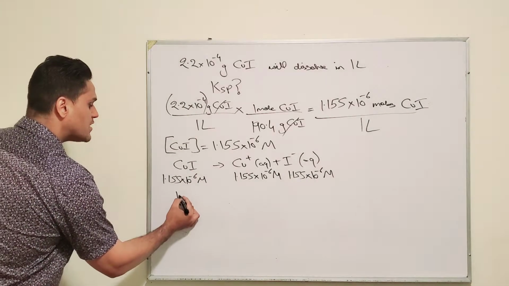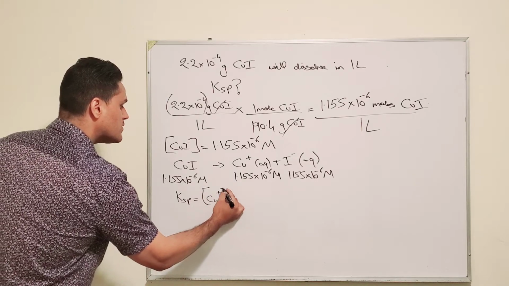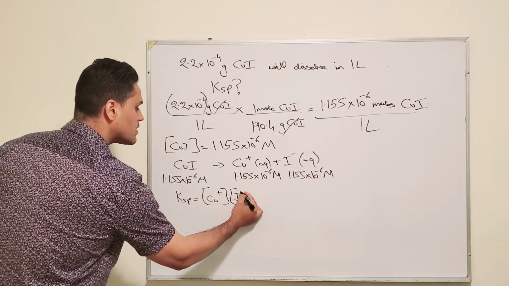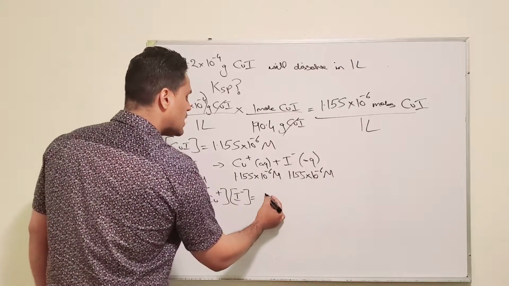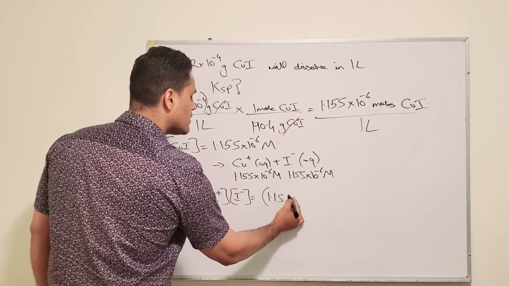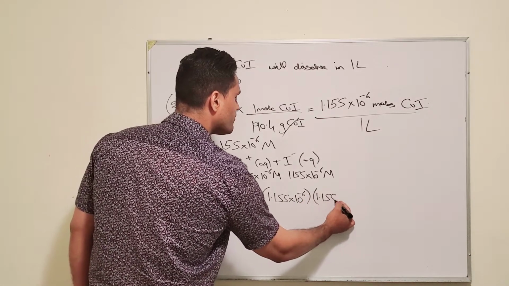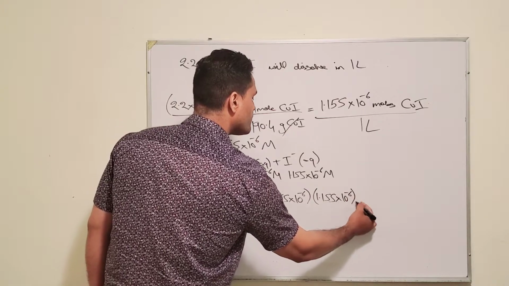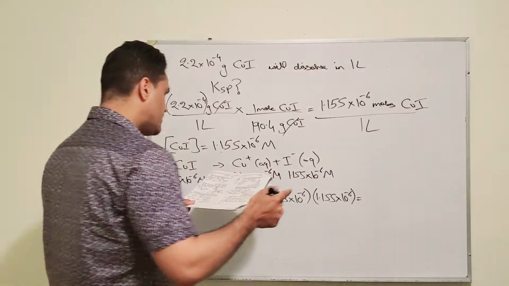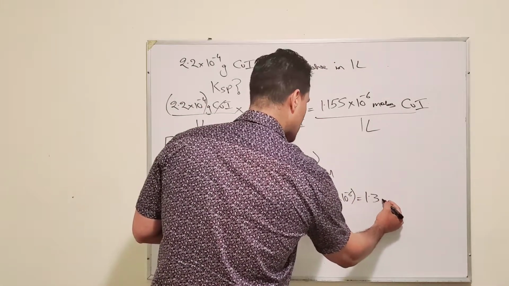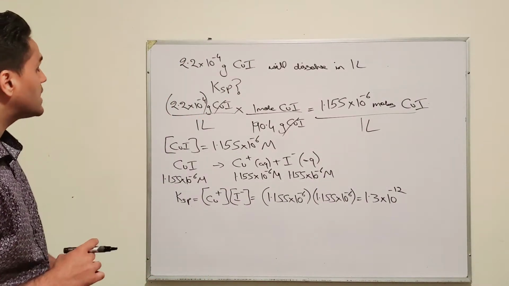Now I'm going to write my KSP expression, which is just my concentration of Cu plus times my concentration of I minus, which is essentially this times this. And because these are the same, you can also just square them. I'll let you punch it in at your end. If you've done it correctly, you should get 1.3 times 10 raised to the power minus 12. So this is how you're going to get your KSP.